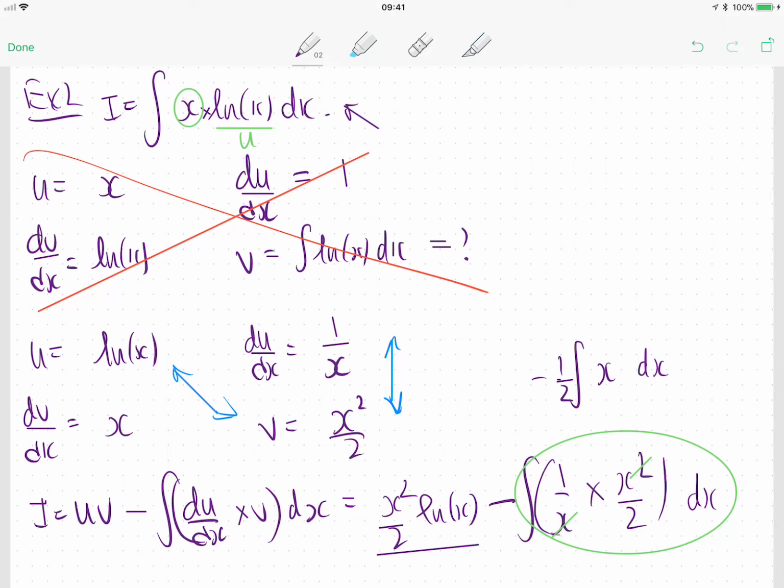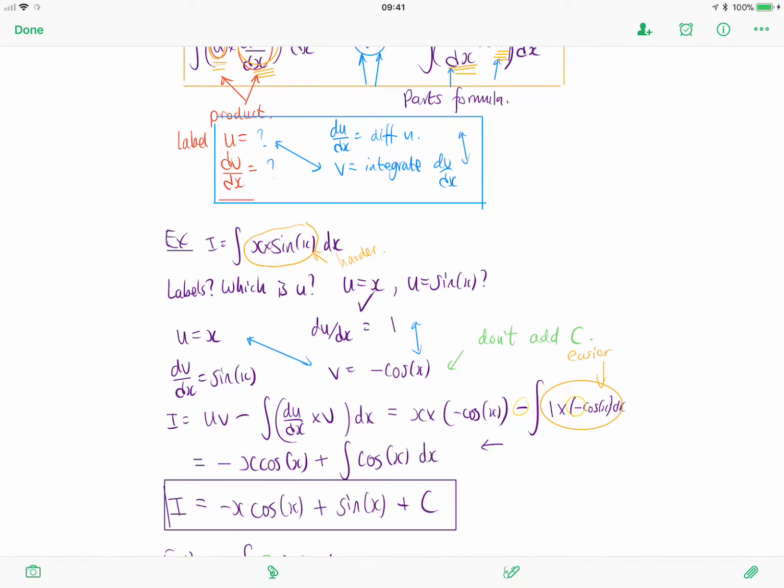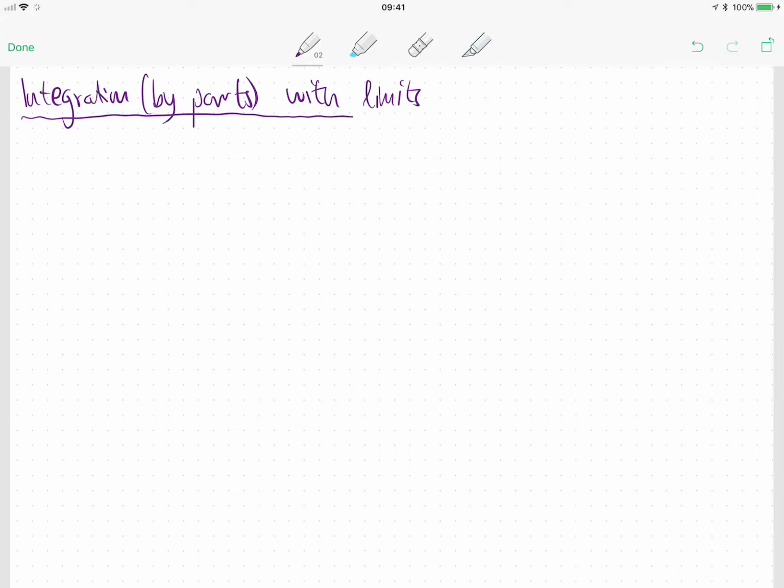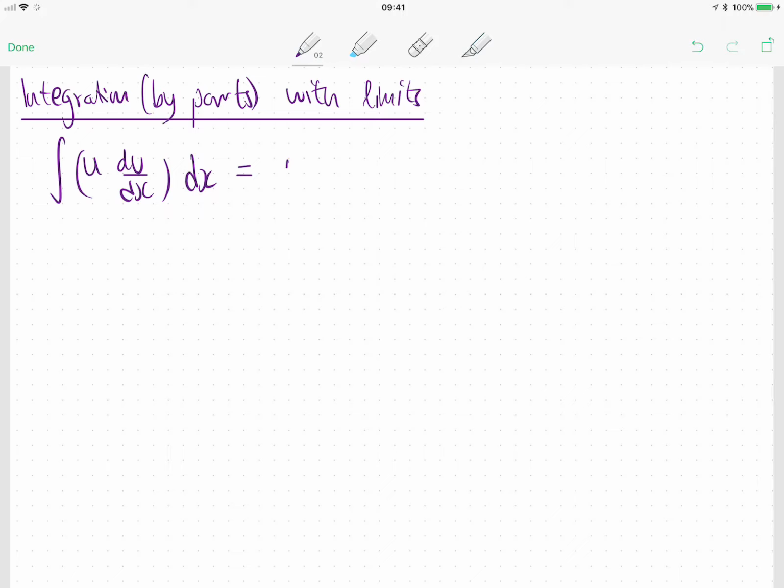So just want to move on a little bit next to integration with limits, still by parts, but with some limits. So integration has some important geometric meaning. It's the area under the curve. So what happens if I have a problem and I want to use parts, but we have limits?